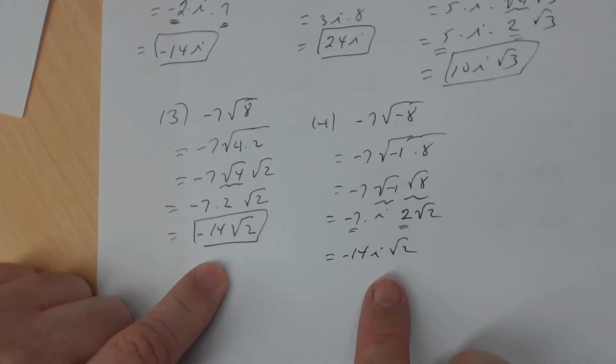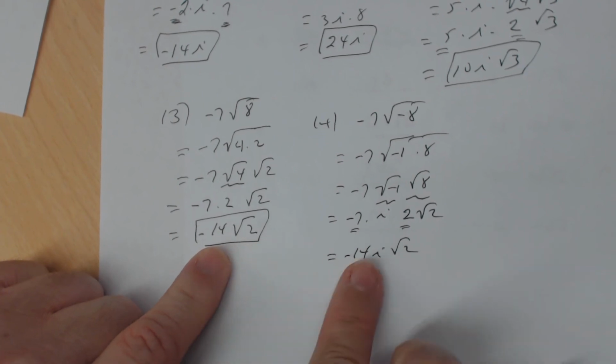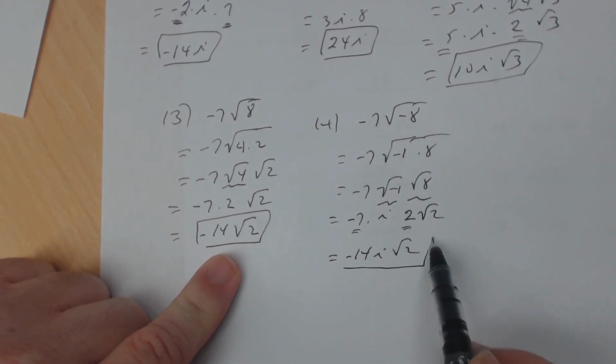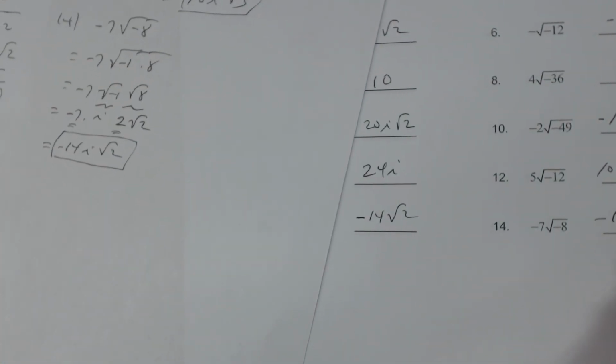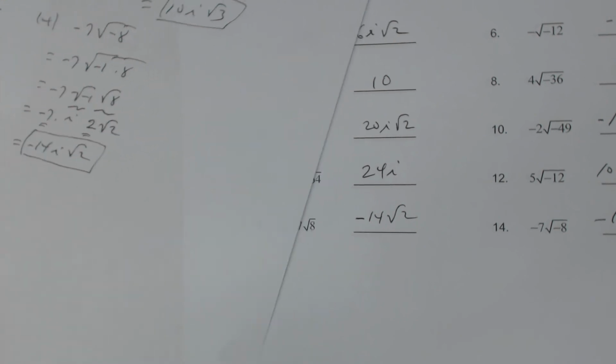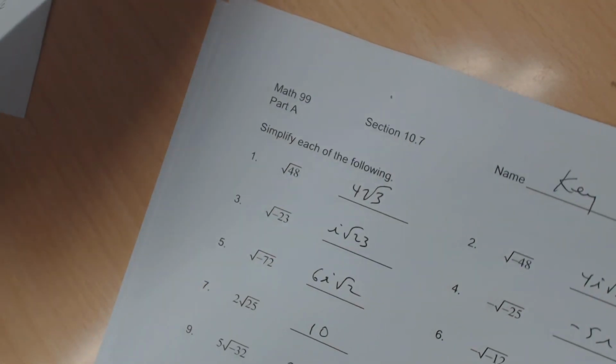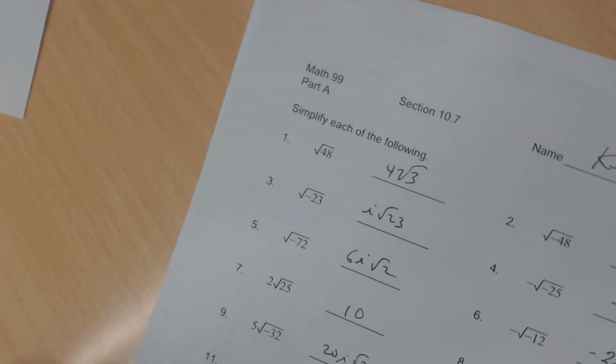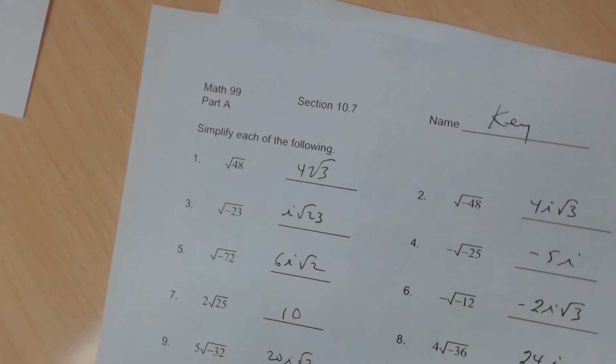So the only difference between these two, notice that this one did not have an i in it, this one did, only because of that square root of a negative number. All right, so number 14 is negative 14i square root of 2. Okay, so that is going to be the key to worksheet 10.7, part A.